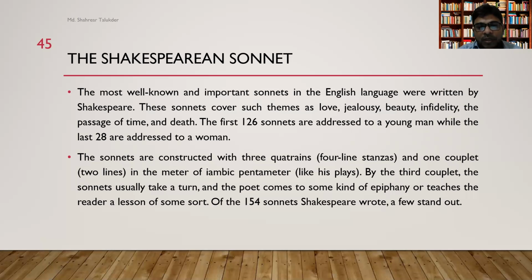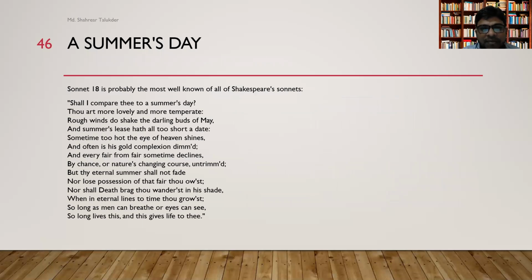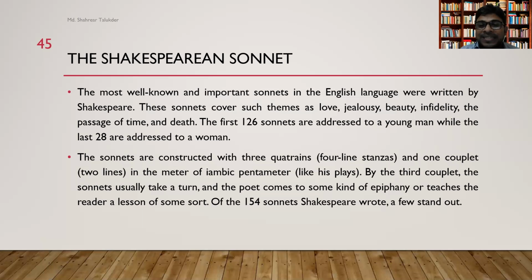So you see, Shakespeare wrote a total of 154 sonnets. Out of these 154 sonnets, it is believed that the first 126 are addressed to a young man, and the last 28 sonnets are addressed to a woman. So that is about the theme, and we have already come to know about the structure of the poem. So this is more or less about the Shakespearean sonnet, and you can see the same poem here. Shall I compare thee to a summer's day? It is sonnet number 18, so it is from the first 126 sonnets.